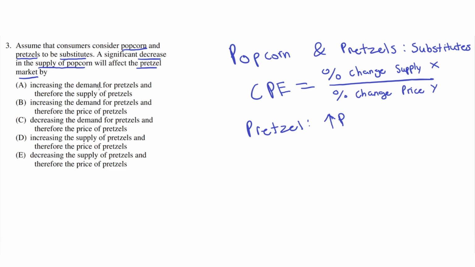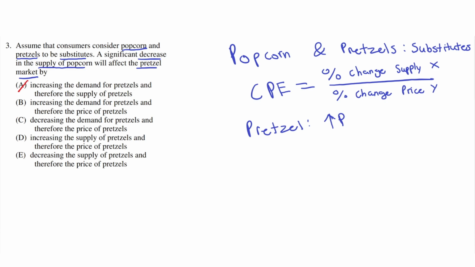A. Increasing the demand for pretzels and therefore the supply of pretzels. So this is incorrect because increasing the demand for pretzels is true: as the price increases, and the supply of popcorn decreases, the graph relating supply and demand for pretzels will shift to the right, specifically the demand. Therefore, the demand would increase, but supply wouldn't change in this case because only one of these graphs would change. So A is incorrect.